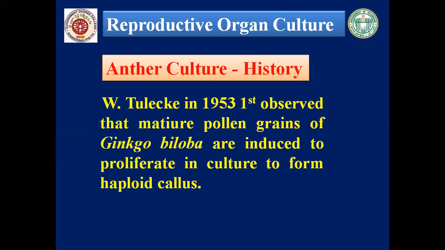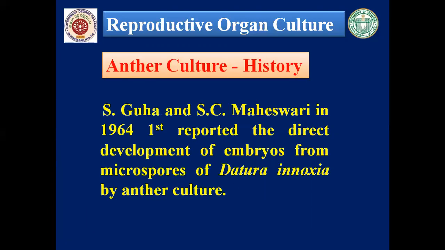In 1953, it was first observed by Tulecke that mature pollen grains of Ginkgo biloba proliferate in culture to form haploid cells. So anther culture was first observed in Ginkgo biloba by Tulecke in the year 1953, where from pollen grains you can see the formation of a haploid callus.